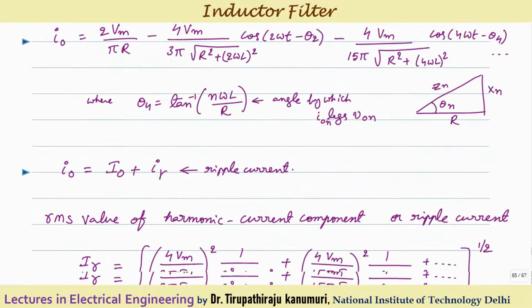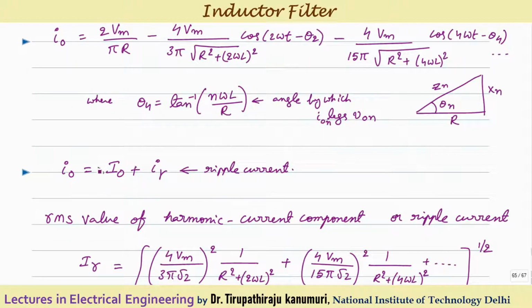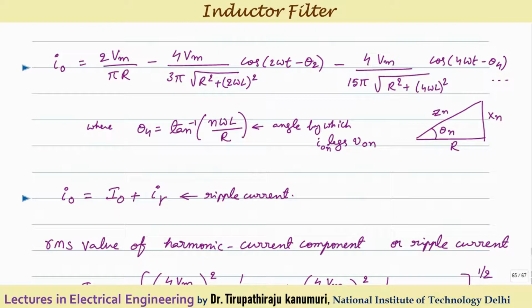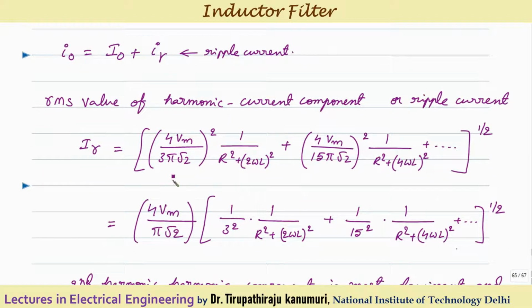So now proceeding further, I0 I can write as a sum of DC component plus AC component. That AC component is not required for me. That's why we can call it a ripple current. So this is my ripple component, and we are analyzing the ripple component. We can calculate the RMS value of this harmonic component of the current, or ripple component. We have to remove the DC component, and for the remaining components I have to calculate the RMS value, because we know the RMS value is nothing but peak value divided by root 2. Agree with me?